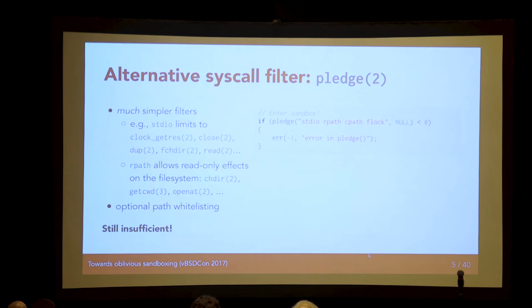Cause read only side effects on the file system, or cause side effects on the file system that involve creating files, or things like that. So you can create a whitelist of allowed system calls that this process is allowed to perform. And optionally, you can have this path whitelisting thing.